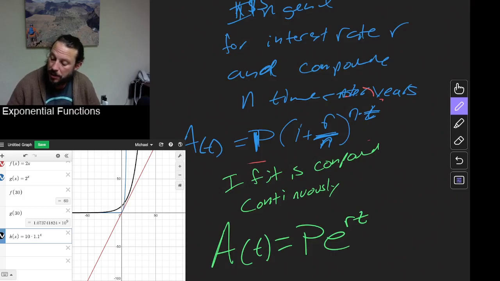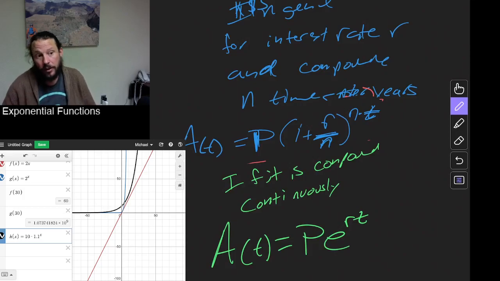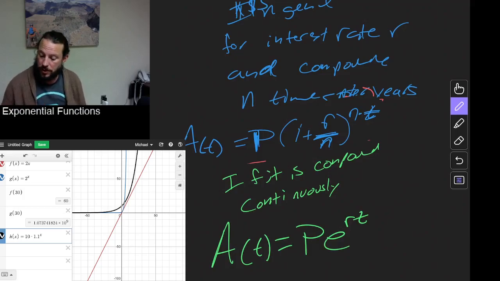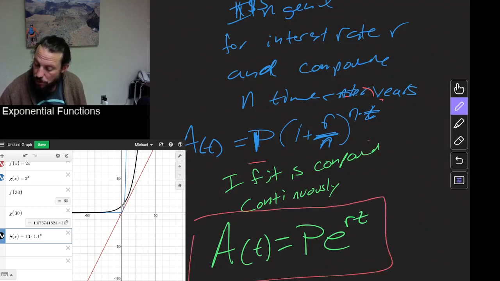If it is compounded continuously, we use the special letter e, which is a very special number. You could approximate it as 2.71, but it's very similar to pi, and it's on your calculators. And if it's continuous, we then have a of t equals p times e to the rt, right? And those are our main exponential type functions.